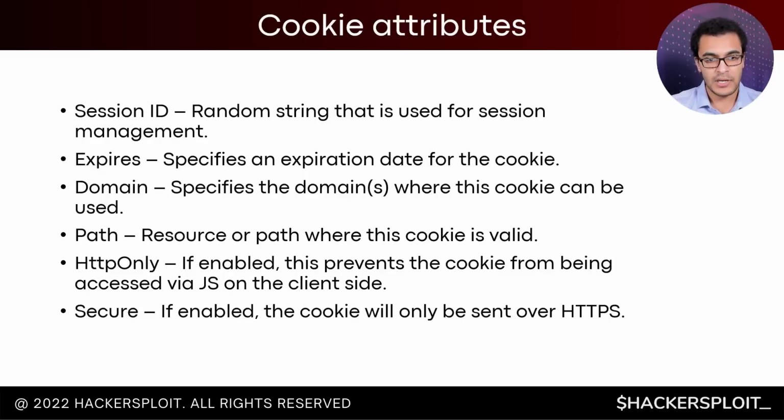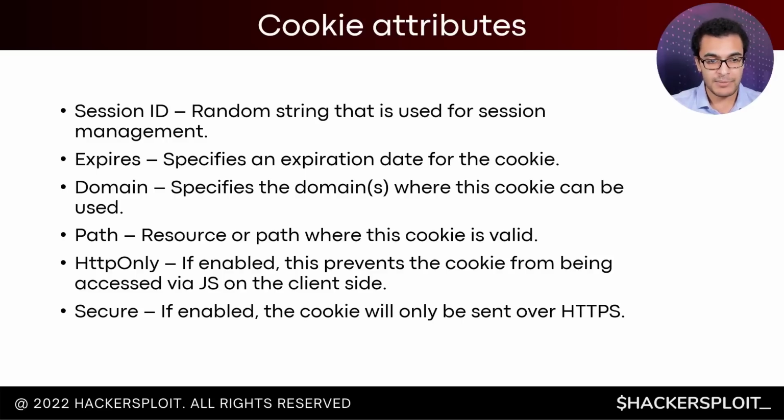You then have the domain attribute. This specifies the domain or domains where this cookie can be used or where it's valid. You then have the path. This is used to specify the resource or path where this cookie is valid. So the URL could be to a particular directory, maybe a specific dashboard or for a specific file.